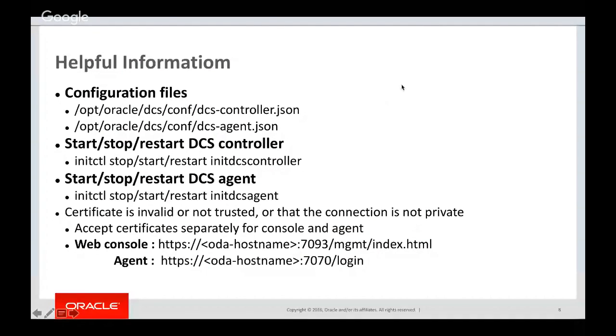If you ever want to take a look at the log files around the web console, as you can see, there are 2 different configuration files, the dcscontroller.json and dcsagent.json. I would not recommend changing those configuration files unless you're working with somebody in ODA support, but you're welcome to take a look at these 2 configuration files.